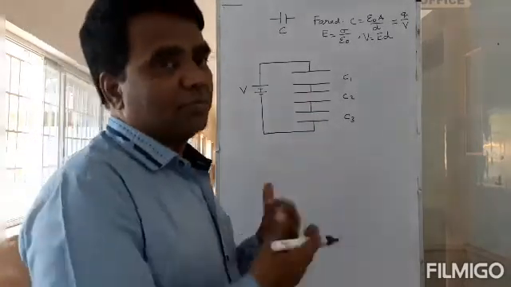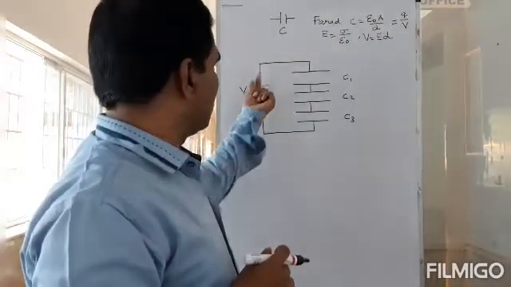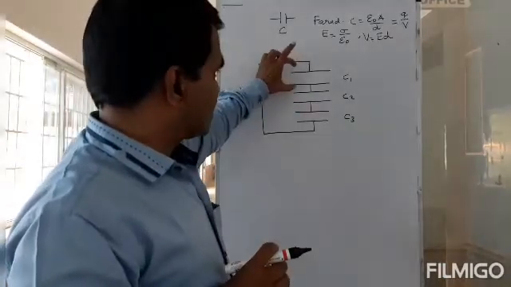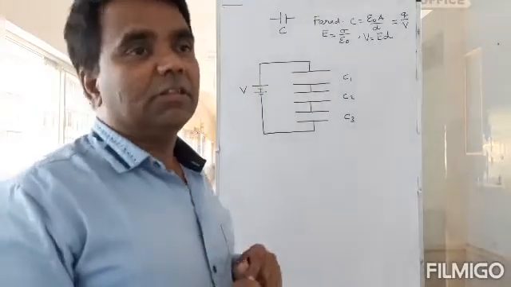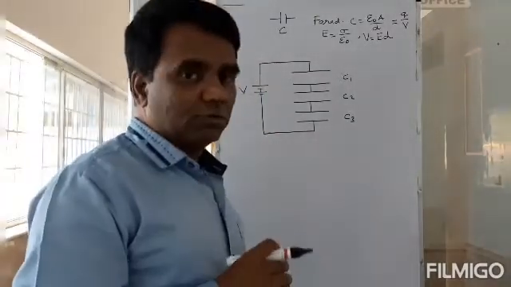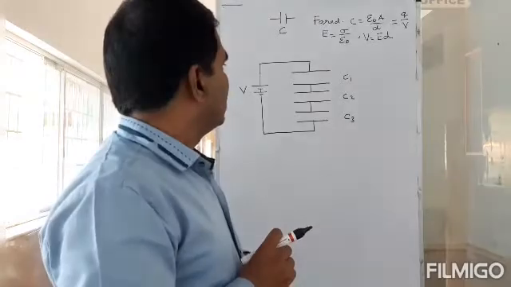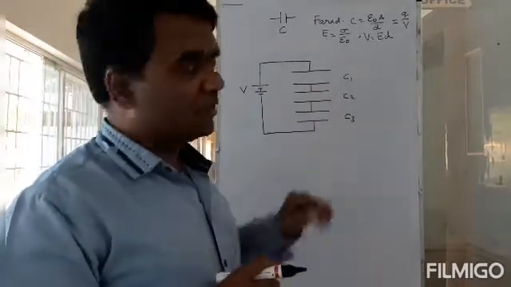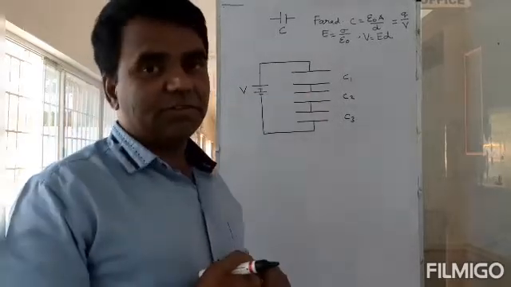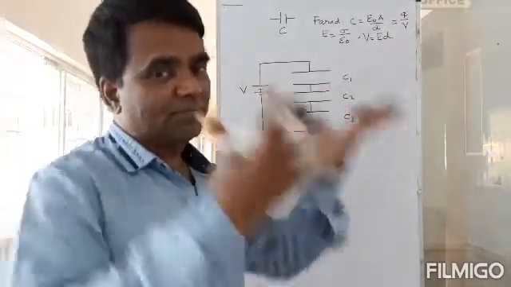Now what is going to happen? How will the voltage be distributed across the 3 capacitors, what will happen to the charge, what would be the ratio with which the voltages will be shared by the 3 capacitors, and what is going to be the effective capacitance?